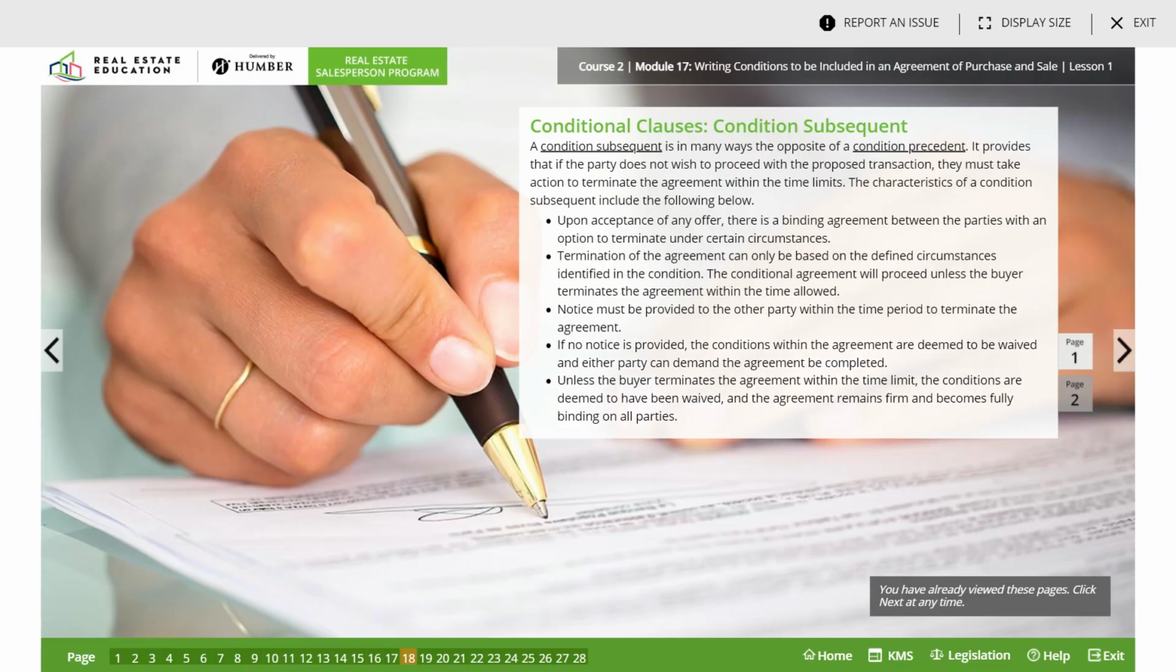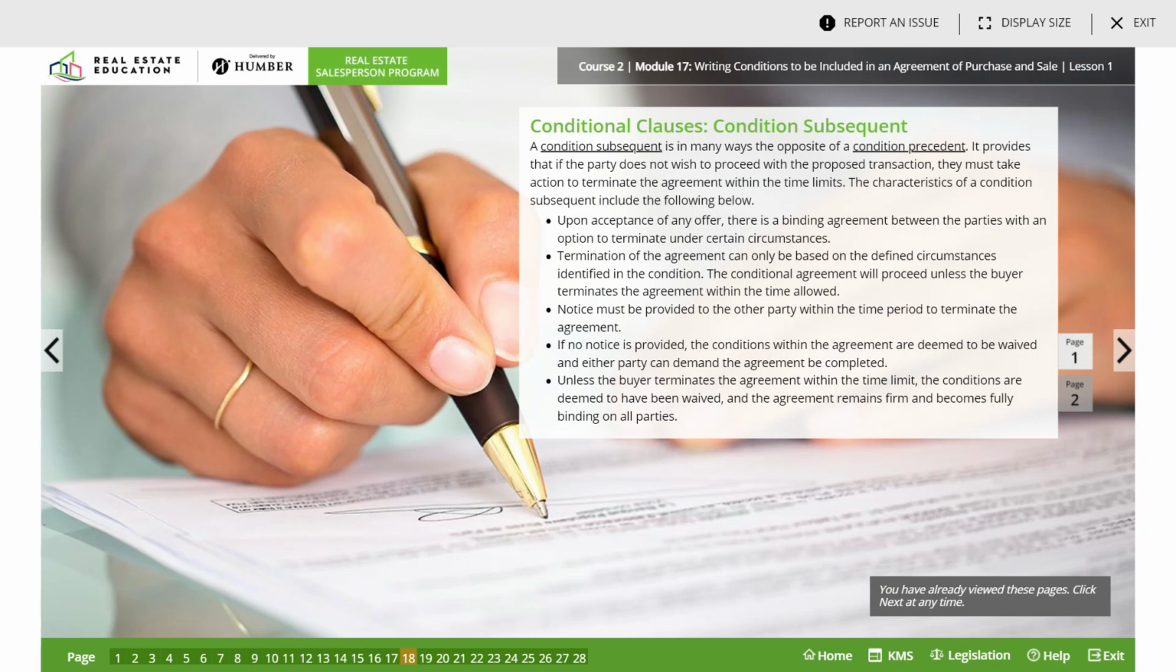A condition subsequent is in many ways the opposite of condition precedent. It provides that if the party does not wish to proceed with the proposed transaction, they must take action to terminate the agreement within the time limits. The characteristics of a condition subsequent include the following below.